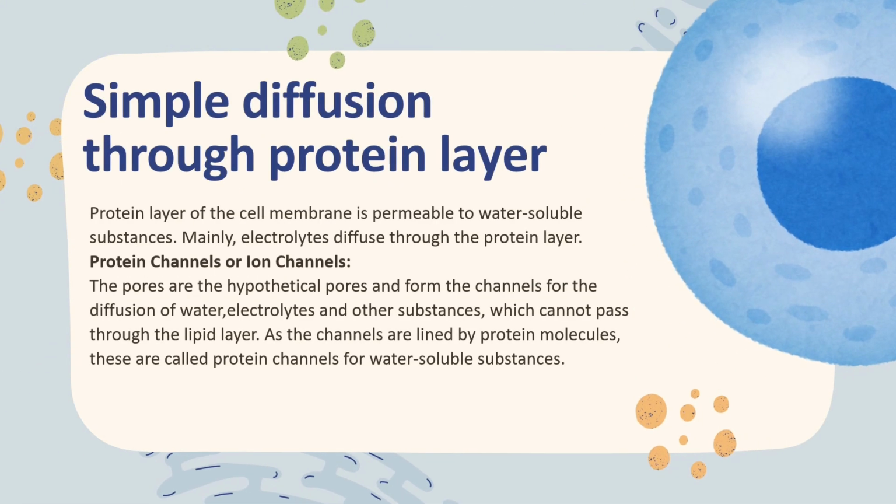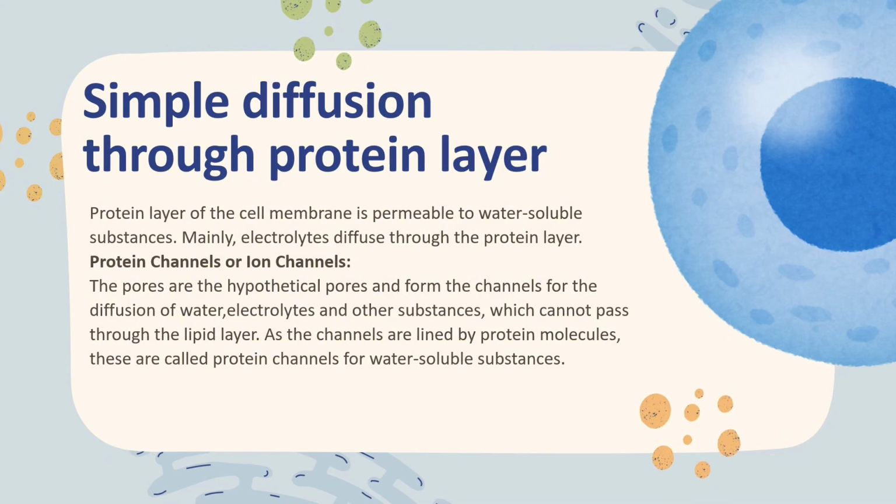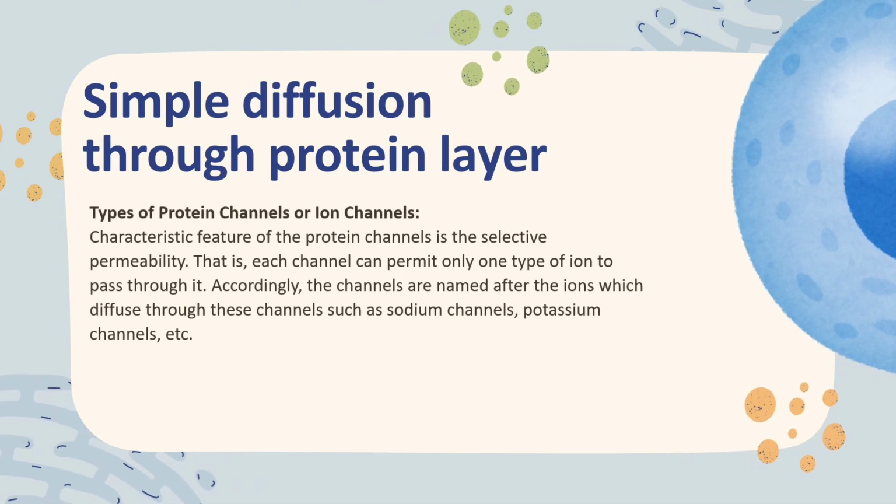And the next one is the simple diffusion through protein layer. So the protein layer of the cell membrane is permeable to water-soluble substances such as electrolytes. Specialized protein channels allow these molecules to bypass the lipid layer. So under the heading of simple diffusion through protein layer, let's discuss types of protein channels. Protein channels exhibit selective permeability, allowing only specific ions like sodium or potassium to pass through.